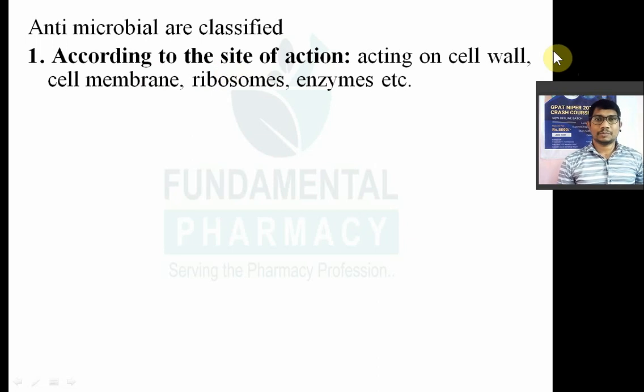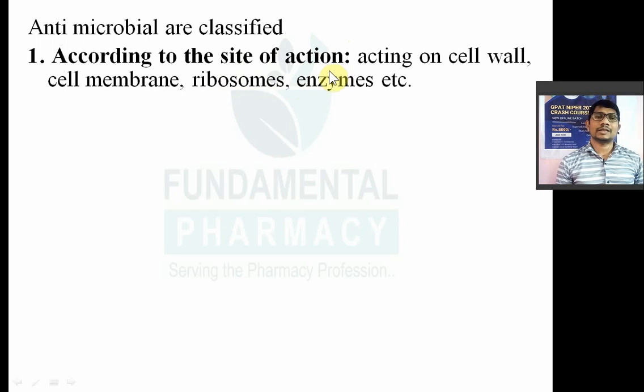For example, which drugs act on the cell wall? Penicillin, cephalosporins, and a few antifungal antibiotics. Second, which drugs act on the cell membrane? For example, a few antifungal antibiotics. Which drugs act on ribosomes? All the drugs which inhibit protein synthesis act on ribosomes. For example, tetracyclines, aminoglycosides, and macrolides are known as protein synthesis inhibitors. So they act on a ribosome, that is RNA.